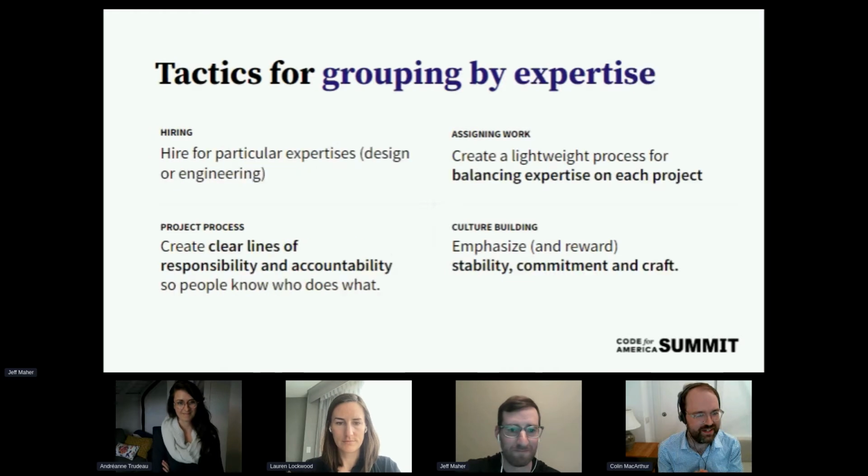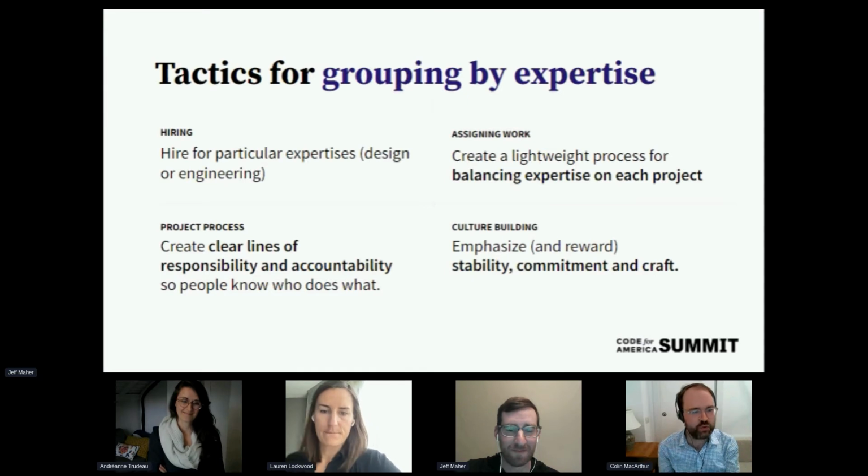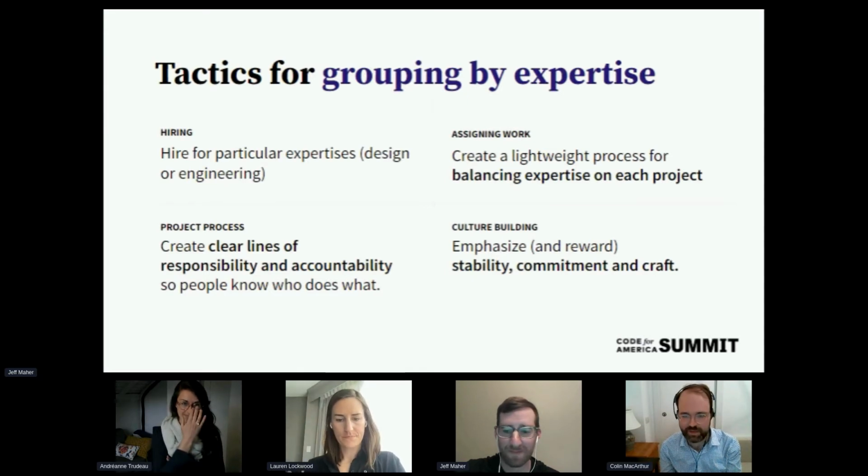like expertise. So in my experience, many organizations trying to stabilize and mature come to this way of grouping their people. You really start to hire people, and this is, I think, the primary way to move in this direction, is hiring people for their particular expertise.